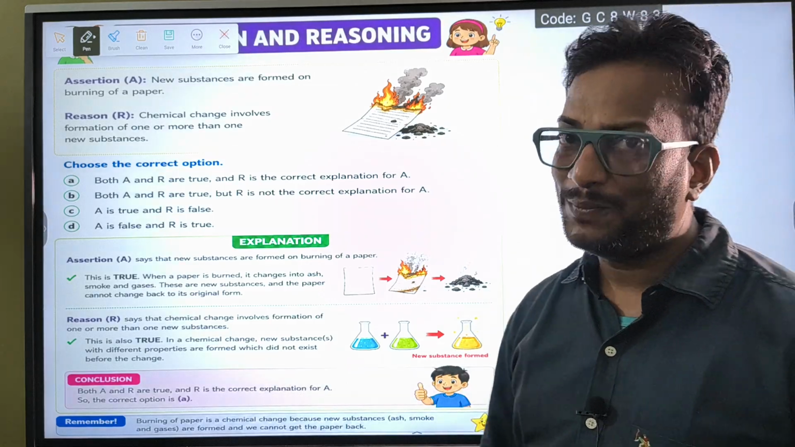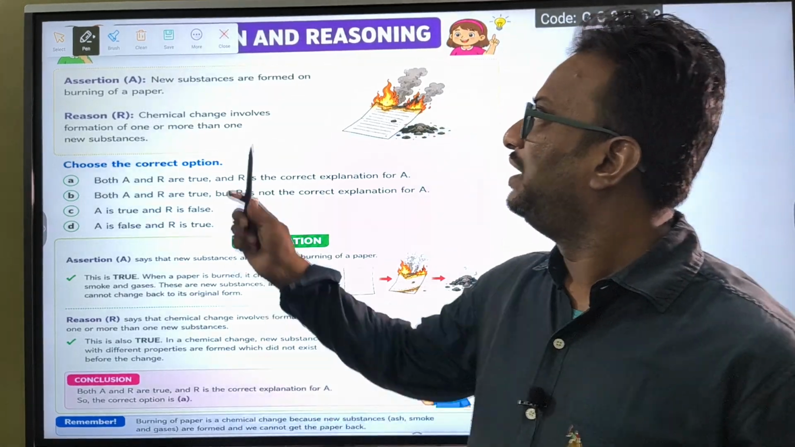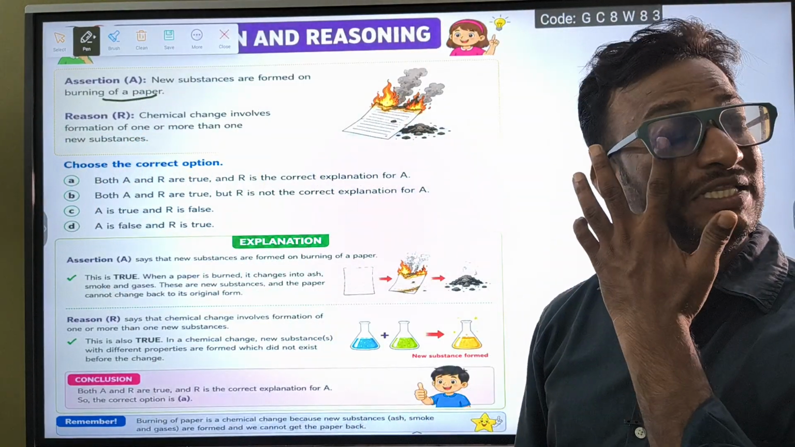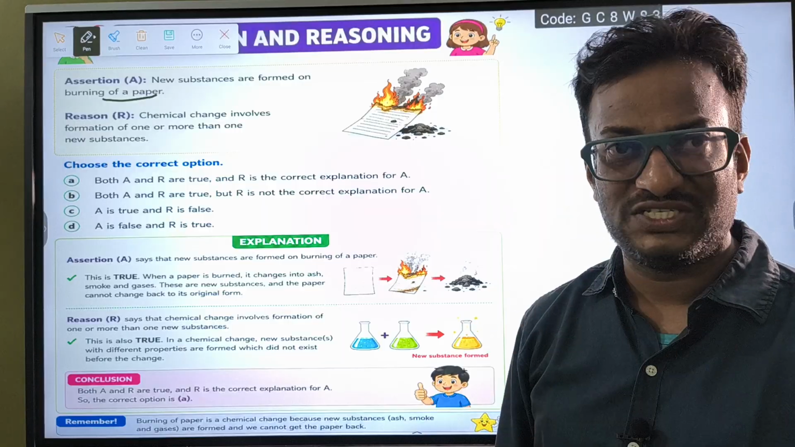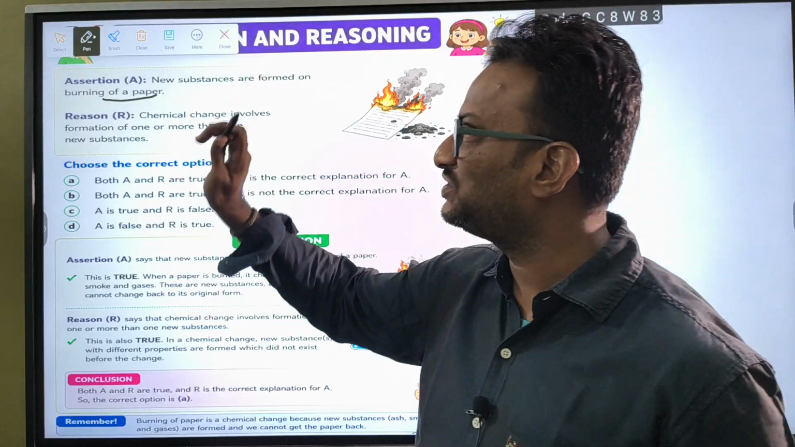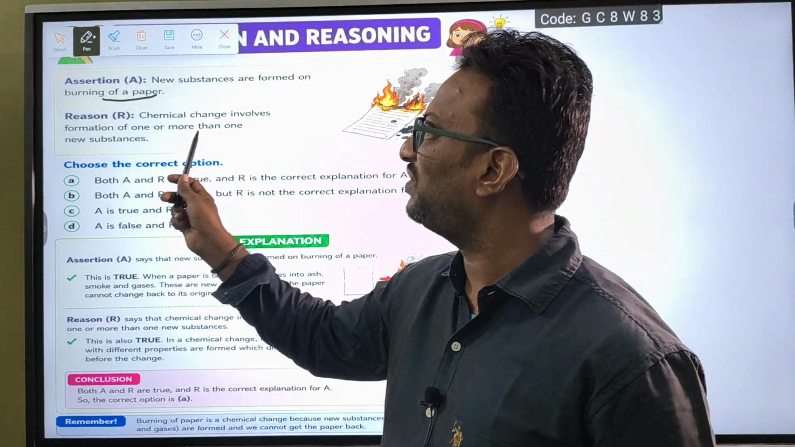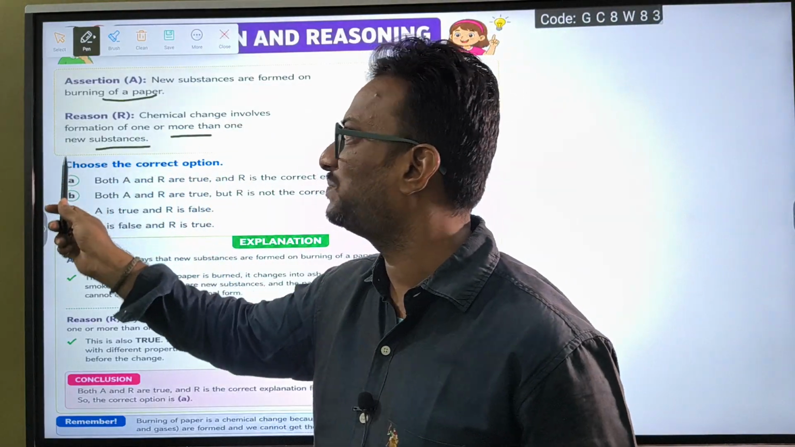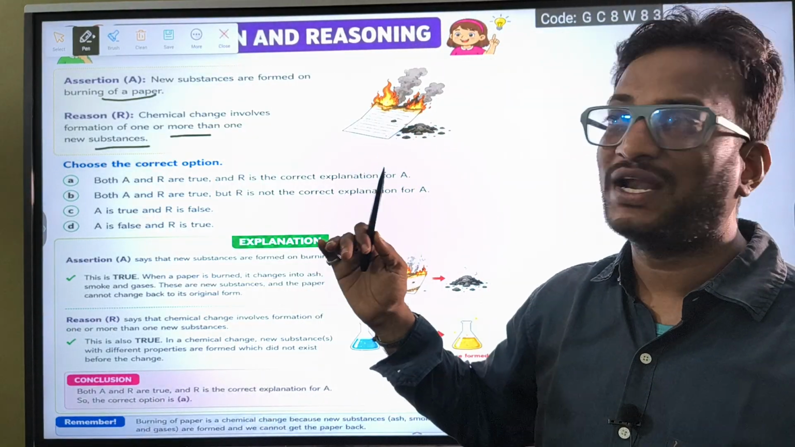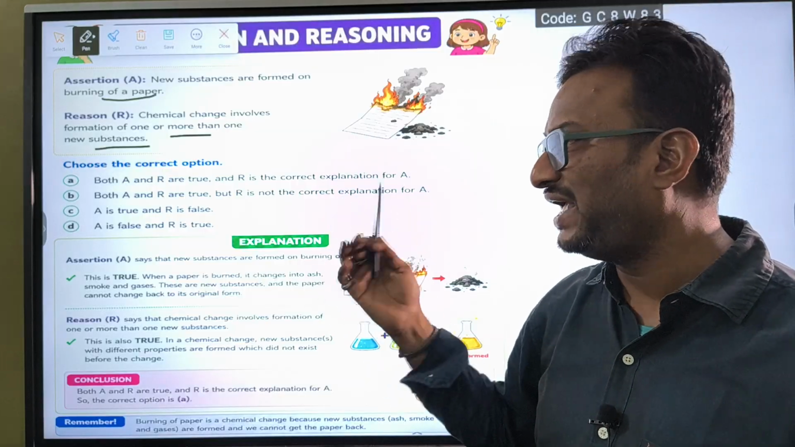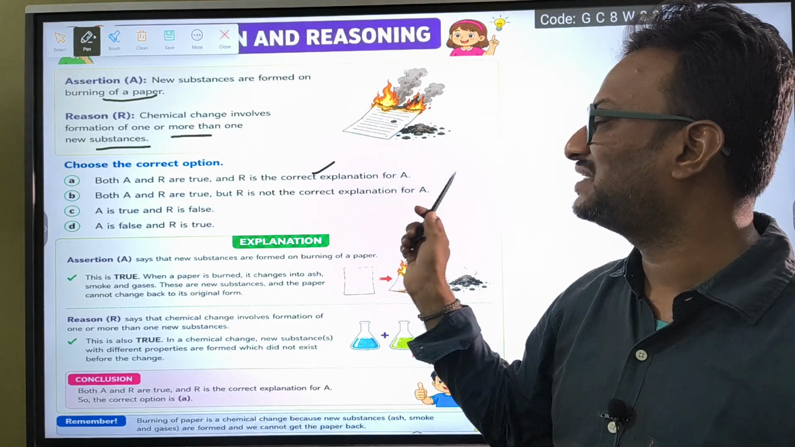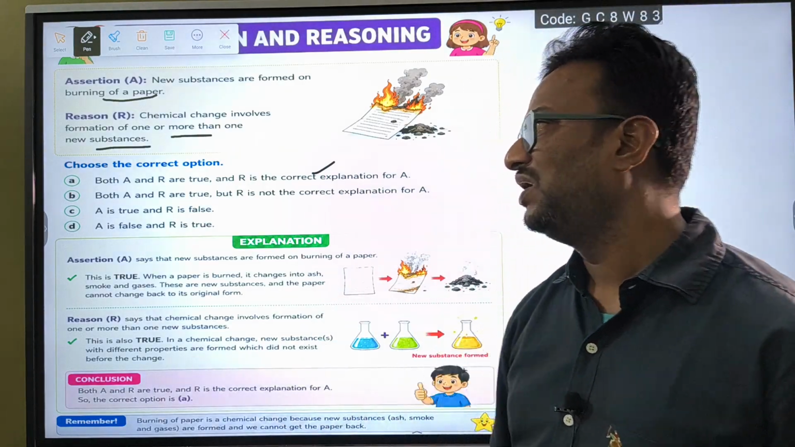We go for one more assertion. New substances are formed on burning of a paper. This is the assertion. Actually, burning of paper is a chemical change. Definitely, it will produce smoke, ash, etc. So this is true. A chemical change involves the formation of one or more new substances. So R is also true and R is an exact explanation of A. From this we can say that both A and R are correct and R is the correct explanation of A.